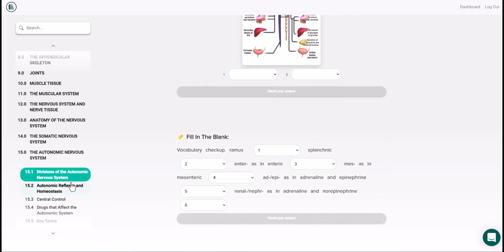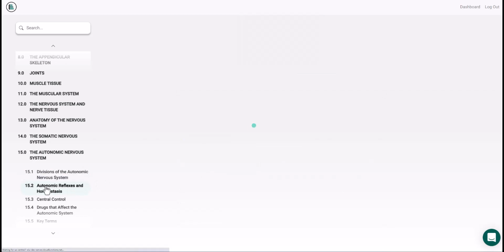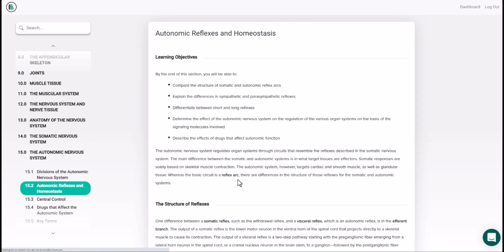So moving on to 15.2, and we're almost done, my friends. Not a lot to discuss in this subsection of chapter 15. So this chapter discusses reflexes, and I want to re-emphasize what a reflex is. We've all experienced this as well. So a reflex is a repeatable, involuntary response to a stimulus.